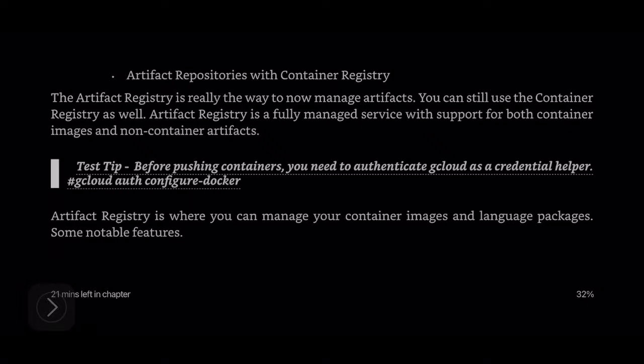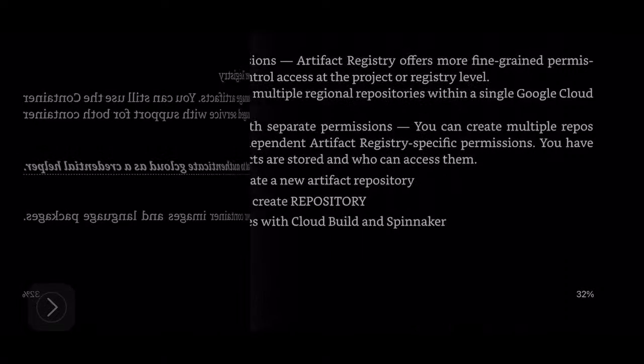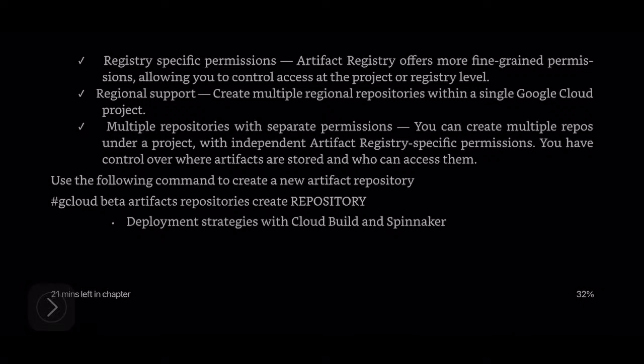Artifact Registry is a fully managed service with support for both container images and non-container artifacts. Test tip: before pushing containers, you need to authenticate Cloud as a credential. Use gcloud auth to configure Docker. Artifact Registry is where you can manage your container images and language packages. Some notable features. Registry-specific permissions. Artifact Registry offers more fine-grained permissions, allowing you to control access at the project or registry level.